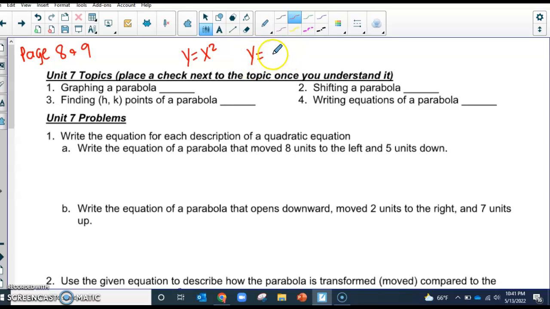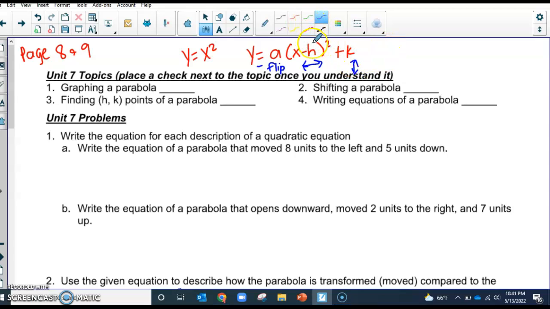Our graphing equation is y equals a times (x minus h) squared plus k. Our reminder that when our a is negative, it flips. Our h moves left to right, and our k shifts up and down.